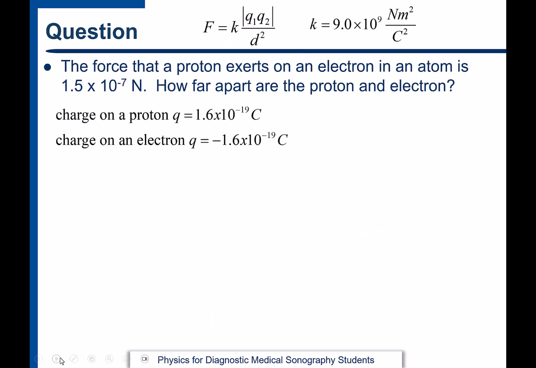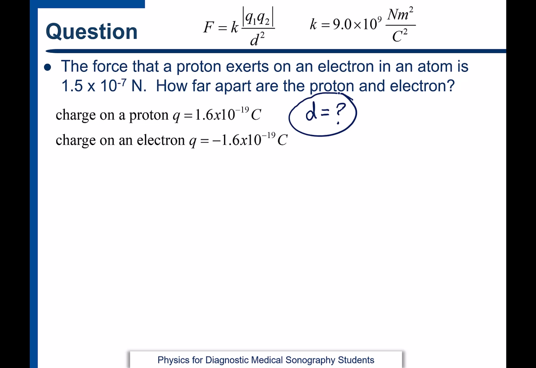Let's try one more practice problem. This one's a little bit harder. It says the force that a proton exerts on an electron in an atom is 1.5 times 10 to the negative 7th newtons. How far apart are the proton and the electron? So notice that what we're trying to solve for this time is d.